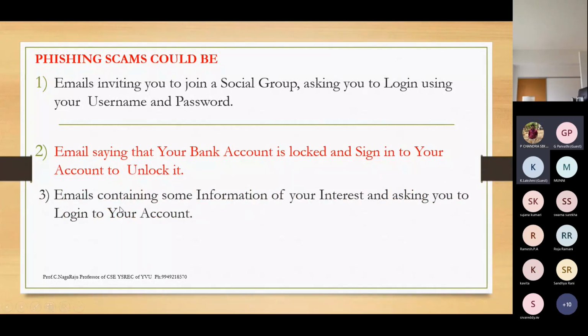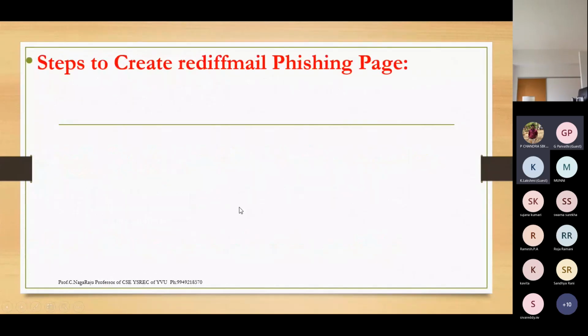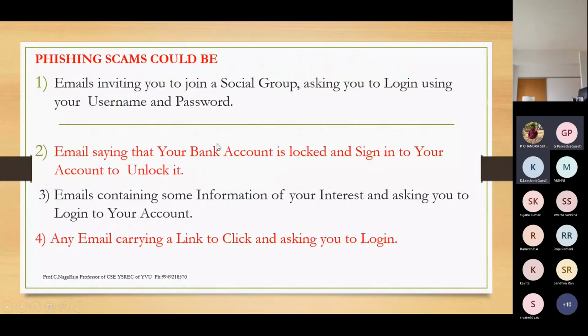Second one is mails containing some information of your interest and asking you to log into your account. But here the emails can be having different things. Suppose they say buy one, get two, buy one, get 10, or they are giving a discount of 80%. When you click on that, automatically your entire information will be stolen. Or any email carrying a link to click on. So this purpose we can use like this.